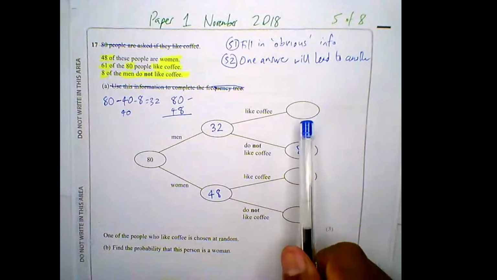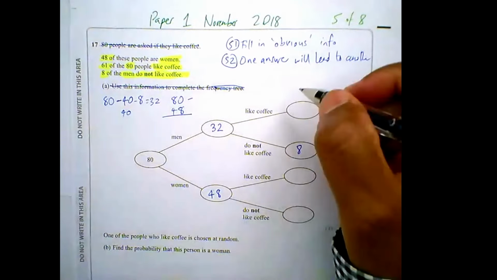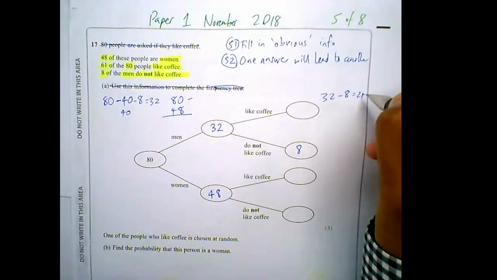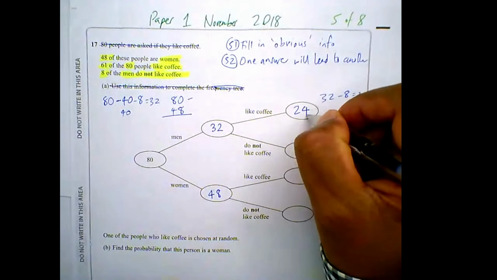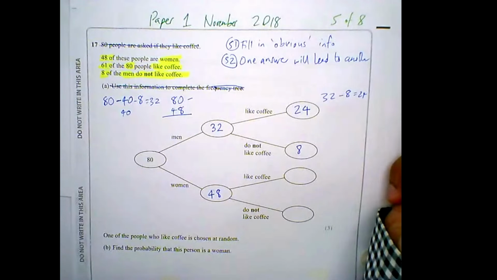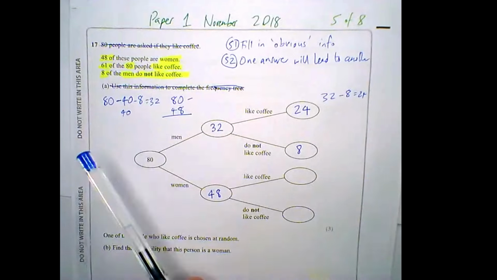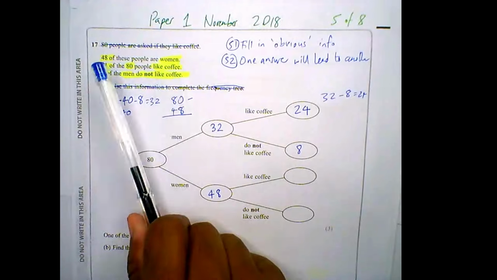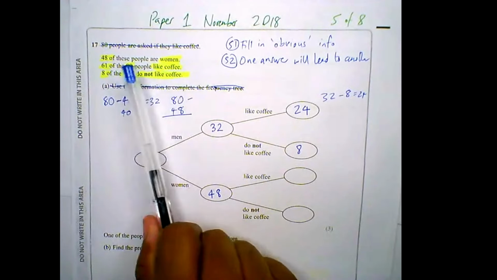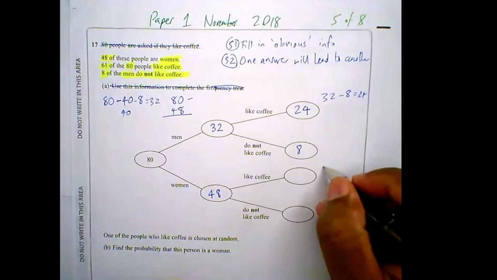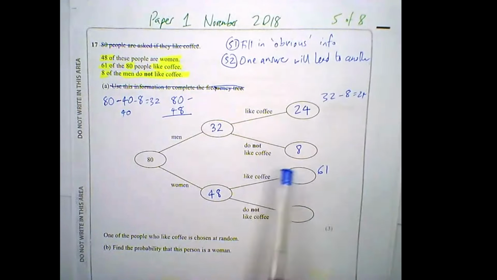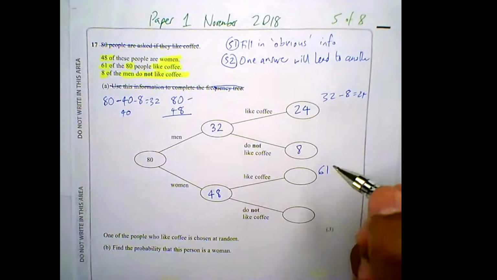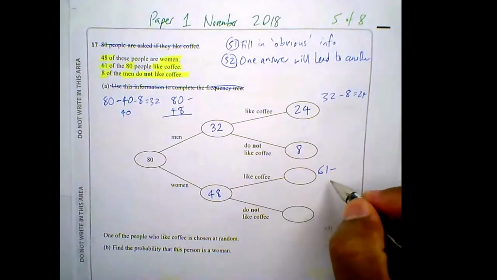And now I can see what my like coffee is going to be, which is going to be 32 take away 8, which is 24. And now 61 of the 80 people like coffee. So liking coffee is 61. So I've got 61 here liking coffee. And here I've got 24 from the men. So I'm going to do 61 take away 24.